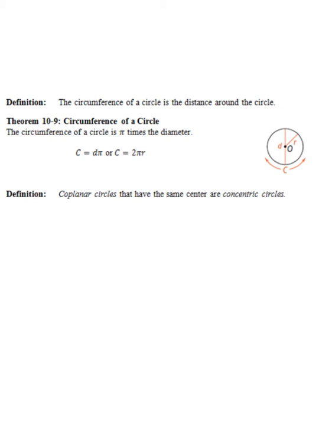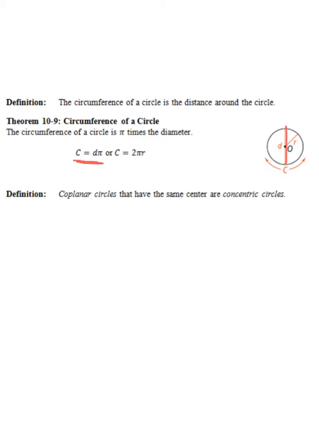Our next definition is the circumference of a circle is the distance all the way around. We have a theorem for that, 10(9). To find the circumference of a circle, we take the diameter times pi. Now remember, the diameter is the length all the way across the circle. Okay, so that's this formula right here.